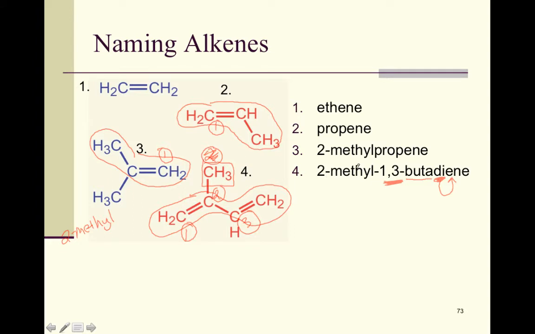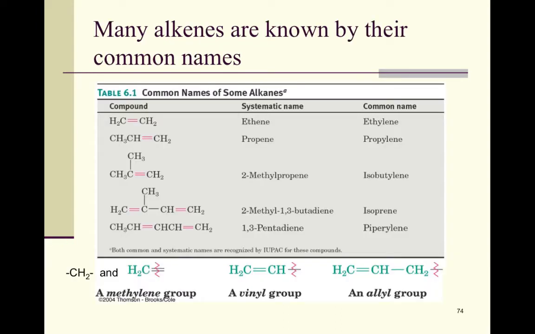Additionally, I have a 2-methyl group coming off of this 1,3-butadiene. Many alkenes are known by their common names. This first one here, ethene, is known as ethylene. So we've seen that in your book, and your book loves using that one. Propene is also known as propylene. 2-methylpropene is also known as isobutylene.